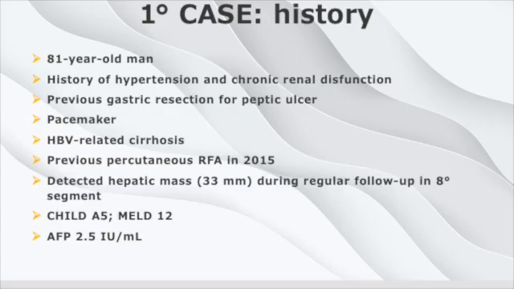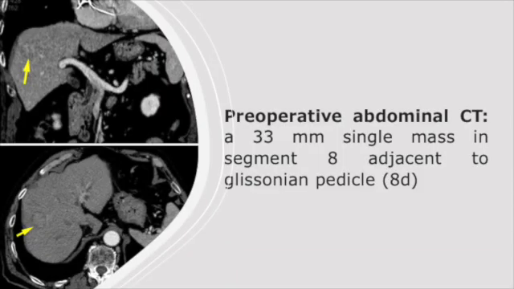We decided to treat an 80-year-old patient with severe comorbidities, previously operated for peptic ulcer. He had already been treated for hepatocellular carcinoma with percutaneous radiofrequency ablation. At a CT scan, he showed a new nodule of 33 mm in diameter that is not visible by percutaneous ultrasound.